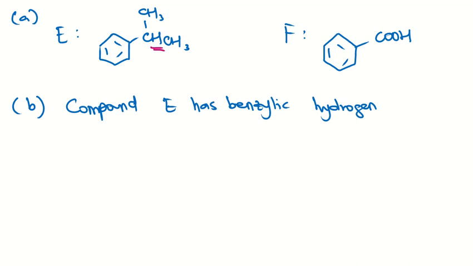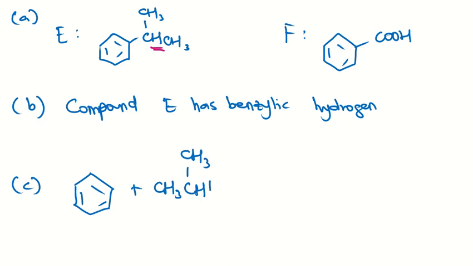Okay. Next, question C. Write the reaction equation for the formation of compound E. So write the reaction equation for formation of isopropyl benzene. We have the benzene ring reacting with isopropyl bromide to produce compound E.